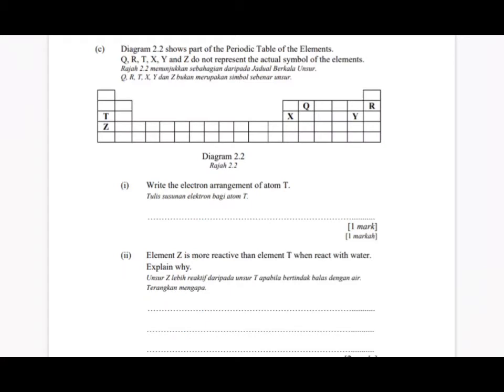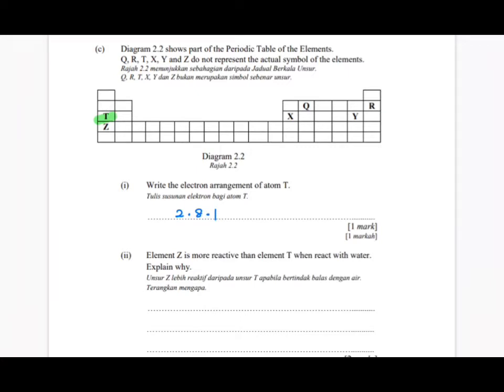Okay, part C is a periodic table. Write the electron arrangement of T. So this is our element T. T will be in period 3 and group 1. So the electron arrangement is 2.8.1.